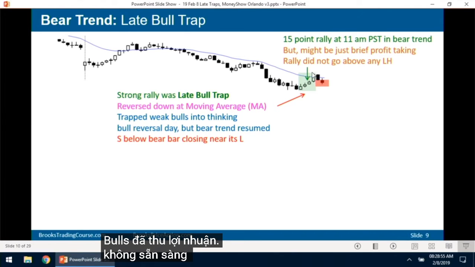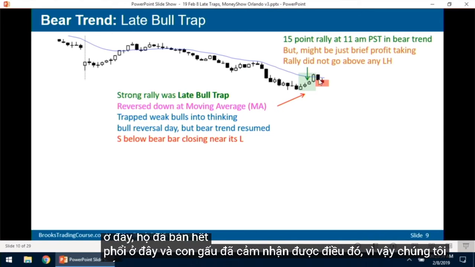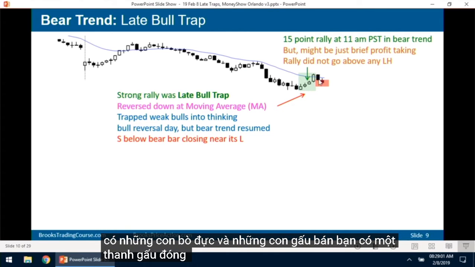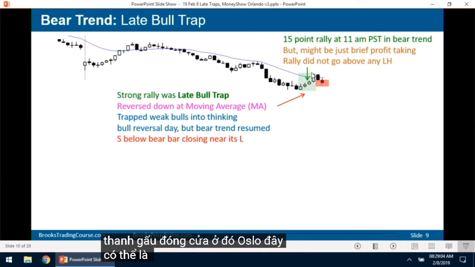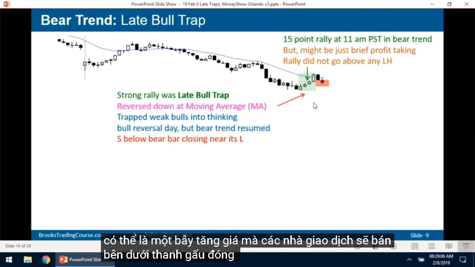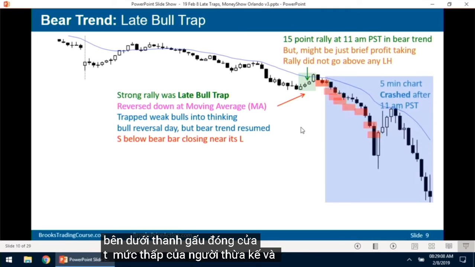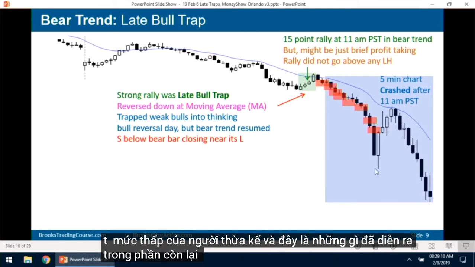They were not willing to buy up here. They were selling out of their longs here. And the bears sensed it. So you got bulls and bears selling. You got a bear bar closing near its low. This is probably a bull trap. Traders will sell below bear bars closing near their lows. And this is what took place over the rest of the day.